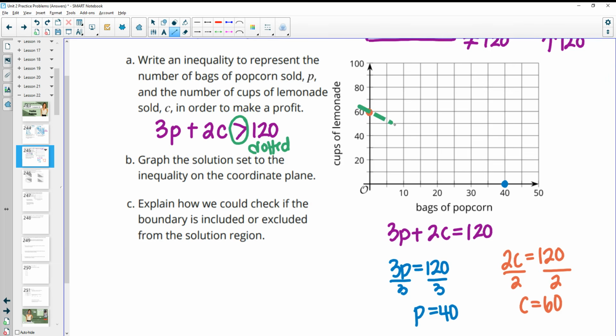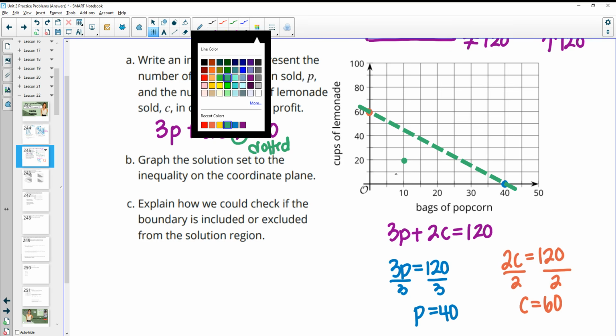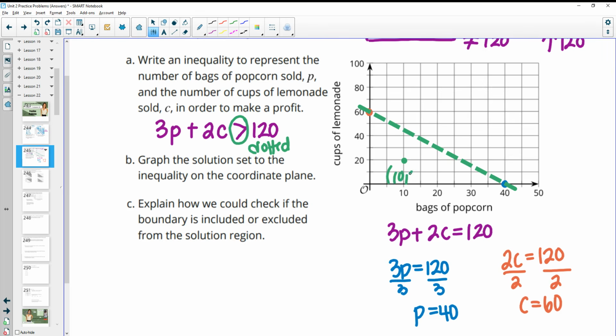Okay, so you're just going to connect with a dotted line there. Then we need to decide where the boundary needs to be for this. So again, you can just plug in a number. So if I plug in this number right here, or this point, which is the point (10, 20), we can figure it out. So that's 10 popcorns, 20 lemonades.